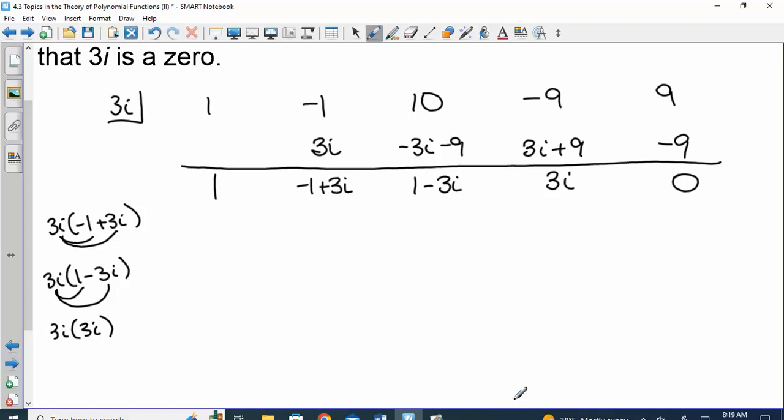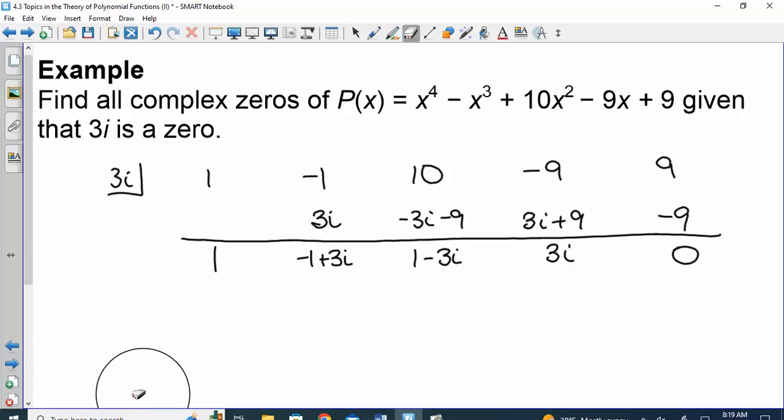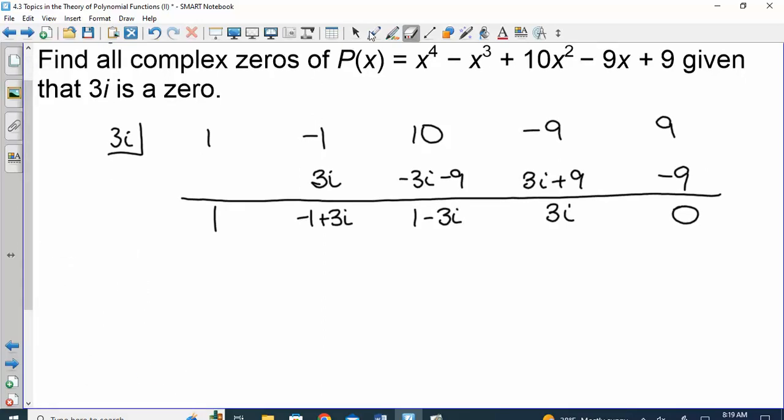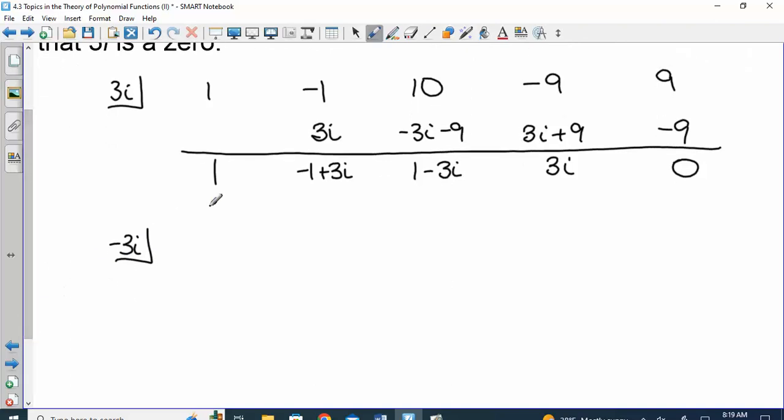Now, we don't really want to attempt any slip and slide or anything with imaginary coefficients. That would be a mess. But if 3i is a 0, what do you know? Negative 3i is also a 0. So what we are going to do, listen carefully here. Because negative 3i is also a 0, I am going to do synthetic division again with negative 3i and the answer I just got out.